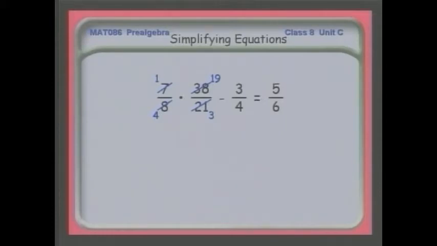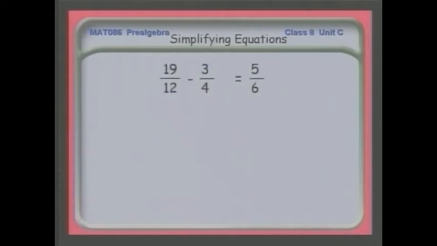Now 1 times 19 is 19 in the numerator. 4 times 3 is 12. I can write it this way. I'm not done yet because I now need to subtract 19/12 from 3/4. I need to find a common denominator to do that subtraction.